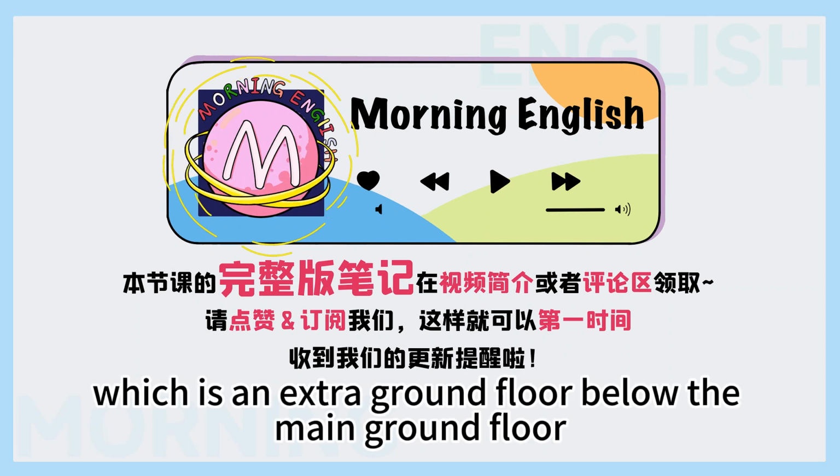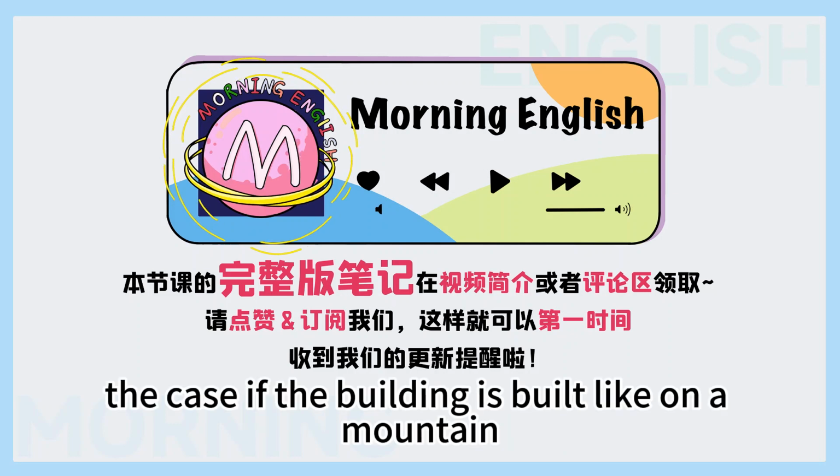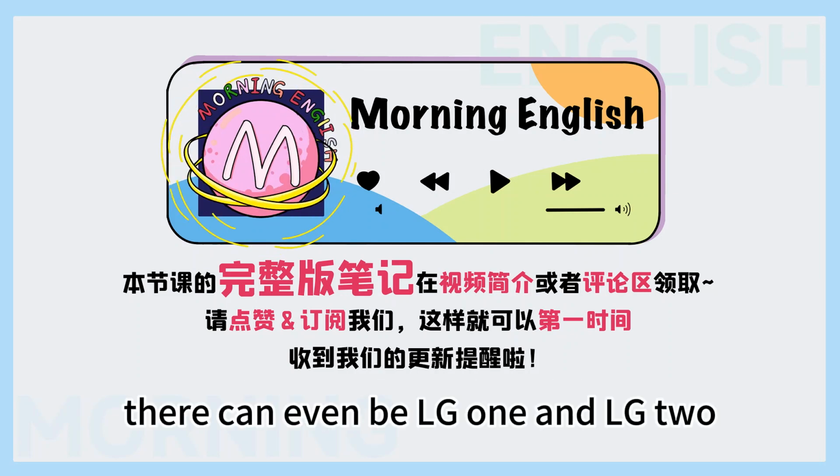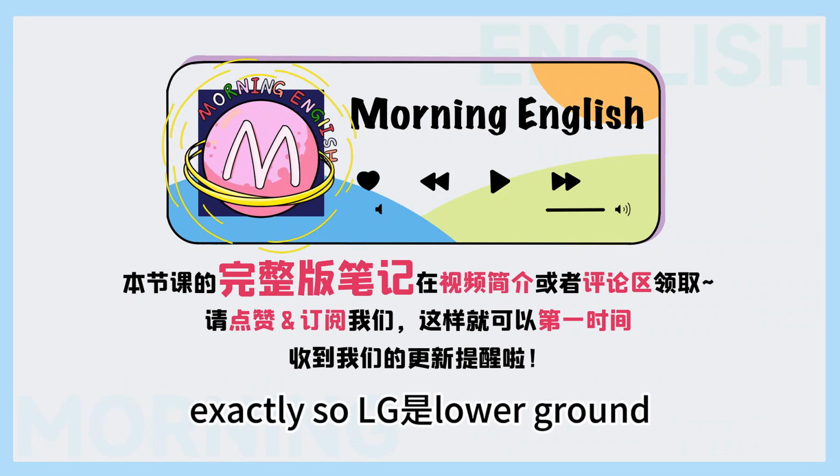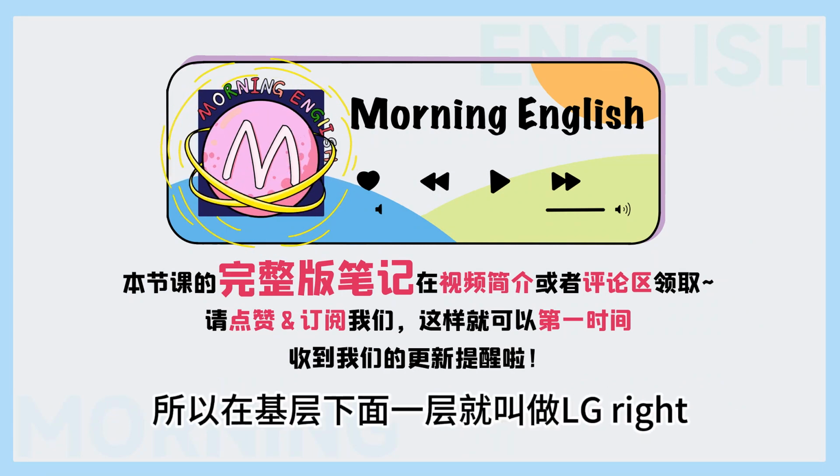So also there may be an LG, which stands for lower ground, which is an extra ground floor below the main ground floor. Maybe this might be the case if the building is built on a mountain. There can even be LG1 and LG2. Yeah, this can be seen in a lot of shopping malls. Yes, exactly. 所以 LG 是 lower ground，所以在基层下面一层就叫做 LG。 Right.